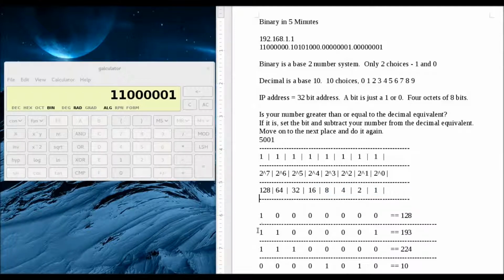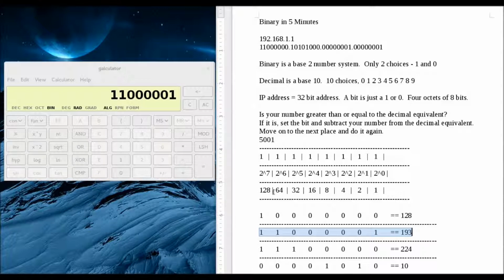Okay, now let's do 193. What you do is you take your number. My number is 193, and I want to translate that. So we go far left, remember? We say 193, is it greater than or equal to 128? Yes. Set the bit, put a 1 there, and subtract. 193 minus 128 is 65. 65 is my new number. Move on to the next place.